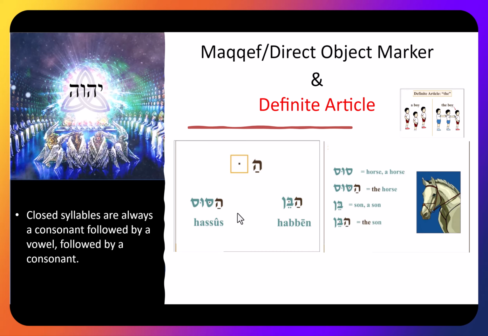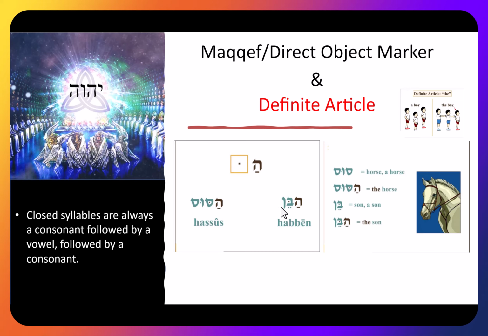Now, with this, the definite article. This pattern, the hey, the patach, and the dagesh here is a pattern in Hebrew to show you that this is a definite article, meaning if I have horse, sus, it's a horse. If I have hasus, that is the horse. So it's a specific horse. Up in the top right hand, we can see a boy, or we might have the boy. So the definite article is giving you indication to something very specific.